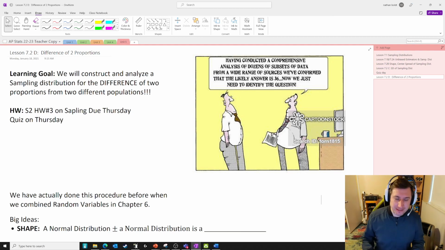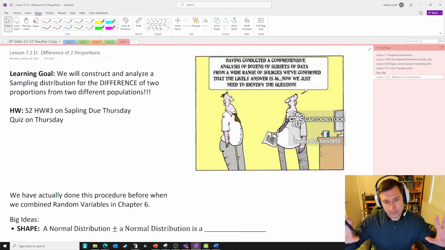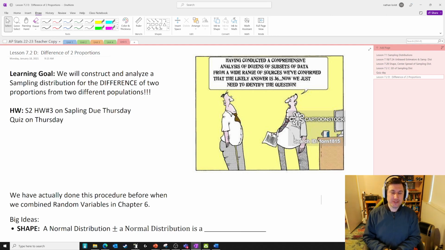Today we are taking a look at a difference of two proportions. What if I have two samples and I want to compare them? We are still looking at their sampling distributions, but now we've got two populations, two different proportions that we are looking at.